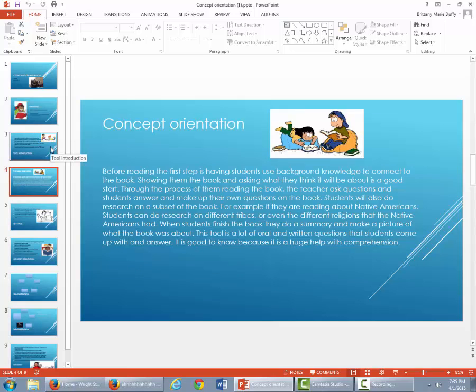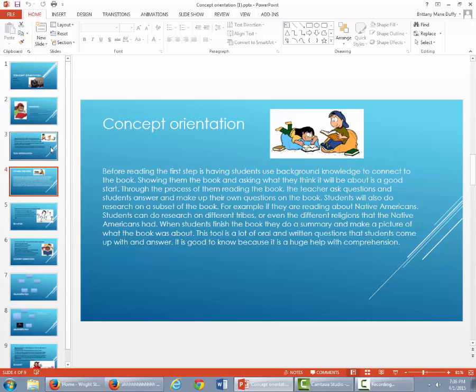Before reading the book, the first step of concept orientation is having the student use their background knowledge to connect to the book. This means showing them the front of the book or the picture, and then asking them what they think about it. They immediately start going through their background information or knowledge to think about what they think the book will be about.